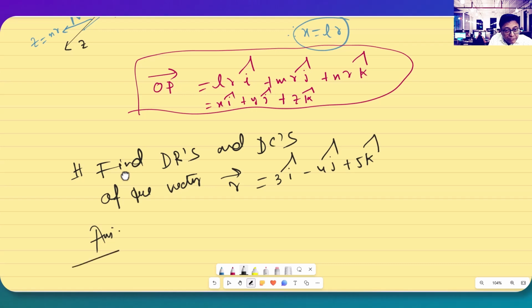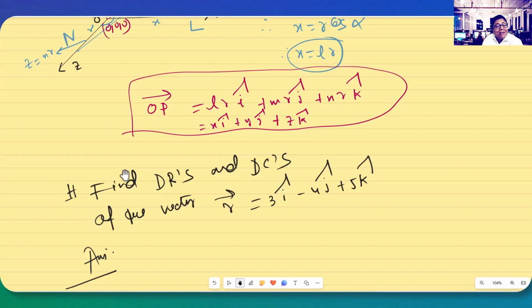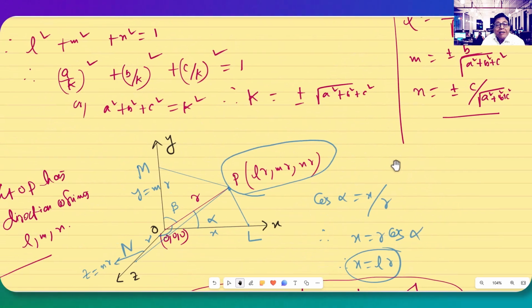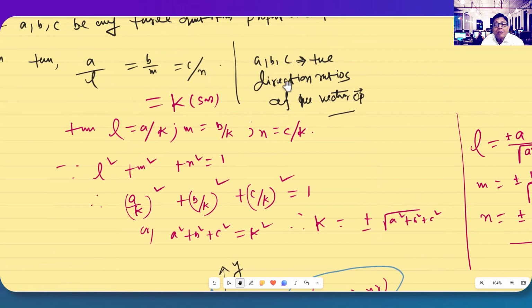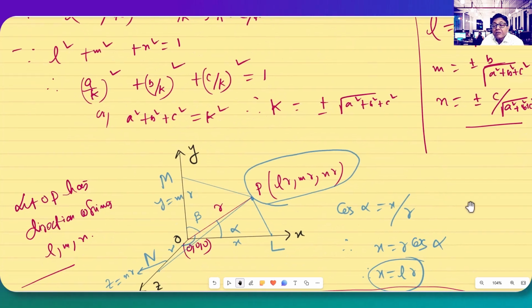Answer. So x, y, z you got. You can write those x, y, z as LR, MR and NR respectively. Okay. You also can see that initially we have taken that a equal to LR. A, B, C, what we have defined? They are called direction ratios.